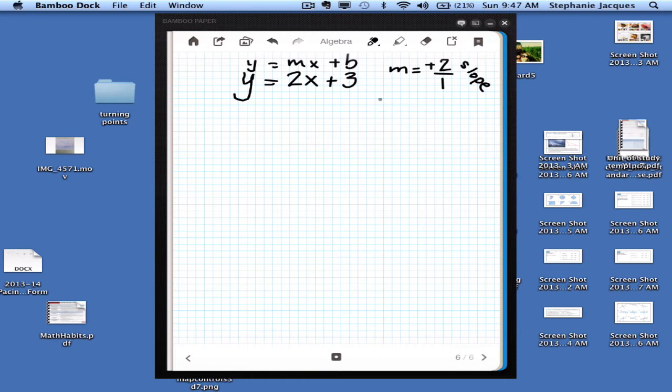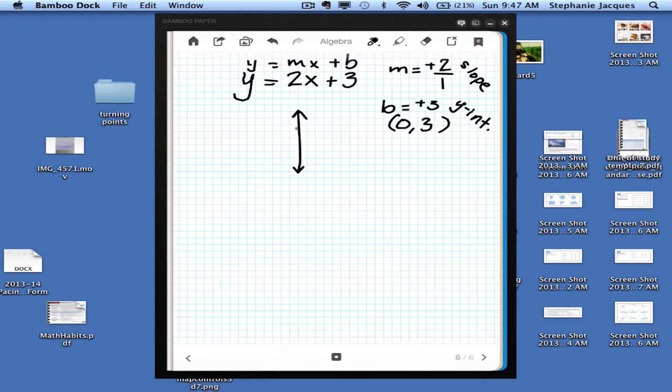Now you have your b value. And our b value is a positive 3 because it has that plus sign in front of it. So we're going to put plus 3. And remember, this is our y-intercept. So if we were to write that as a coordinate, remember our y-intercept, you're going over 0 up 3 because it's on the y-axis. So let's go ahead and write a coordinate grid.